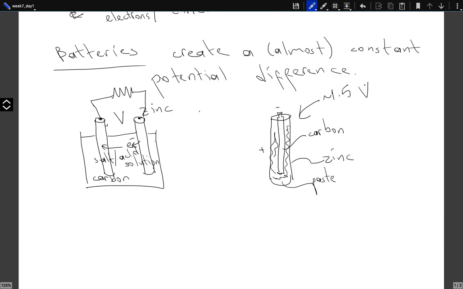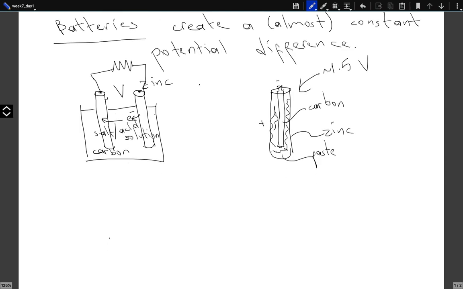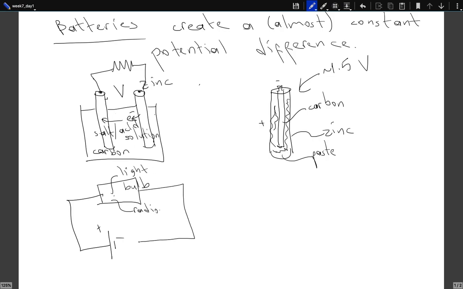Now, it's experimentally found that if you have such a circuit, so you have your battery, you connect your battery to something. It might be a light bulb. Or it can be your radio. Or whatever you can think of. It can be your cellular phone. Your cellular phone also has its battery in it. There will be a current running through your system.